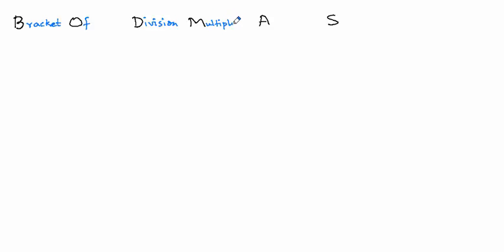I'm going to write multiply. A for addition, add in short, and S for subtraction, subtract in short. So if we have a math expression, let's say 1 plus 2 times 3, because multiplication comes ahead of addition, we are going to do the multiplication first. We are going to do 2 times 3, which is equal to 6 first, and then add the 1. And therefore the numerical value of this expression is 7.